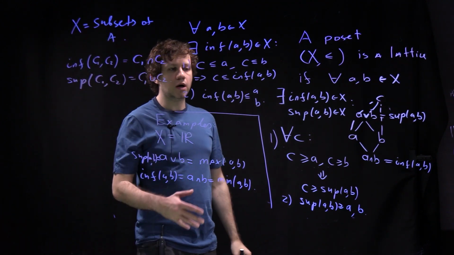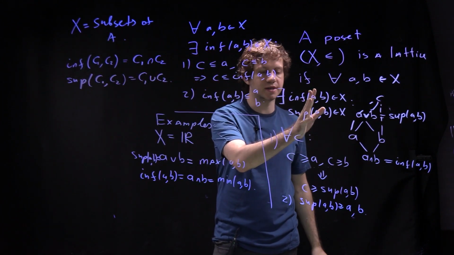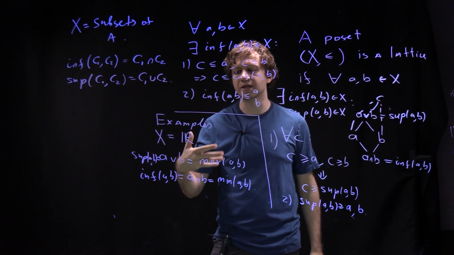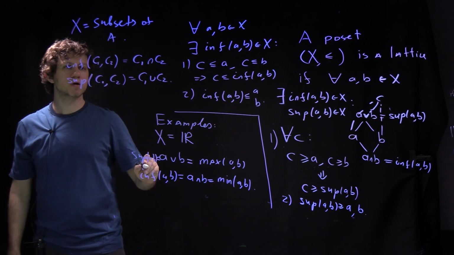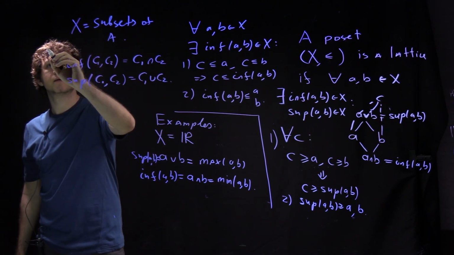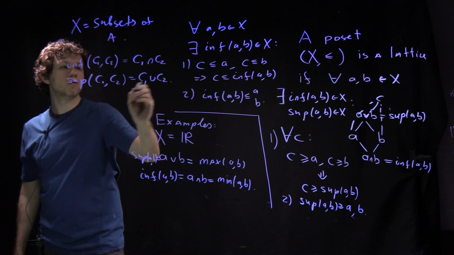Okay, so as soon as this property is satisfied, you can say that your poset is a lattice, and so these are all lattices.